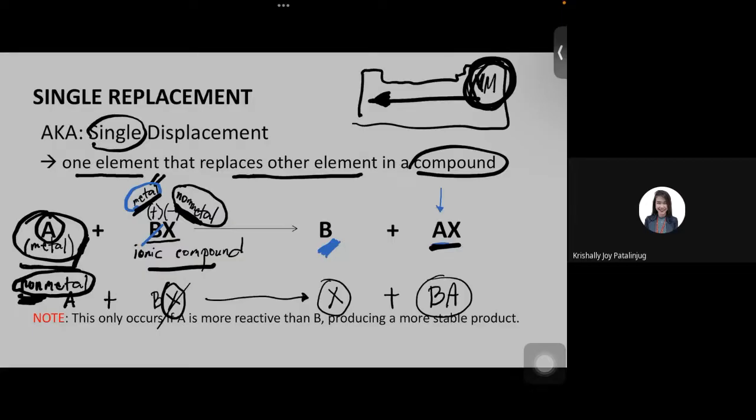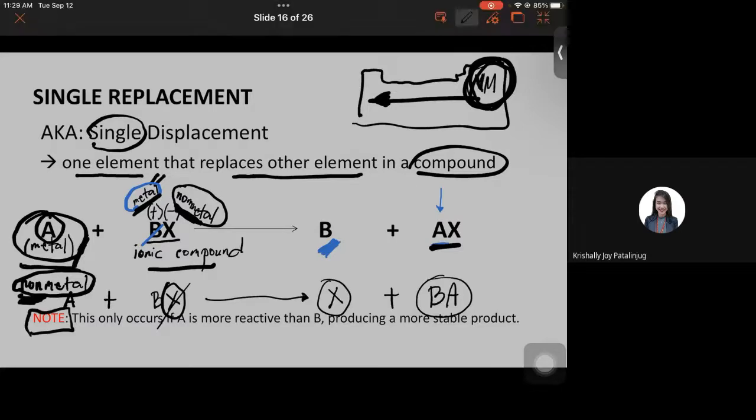Okay. Now, please take note of the important reminder written below. This single replacement only happens if sample A is more reactive than the element that it tries to displace. So the single displacement only happens if the single element that wants to replace is more reactive. Okay? That's the time you will produce a more stable product.